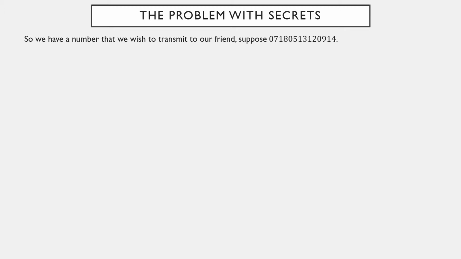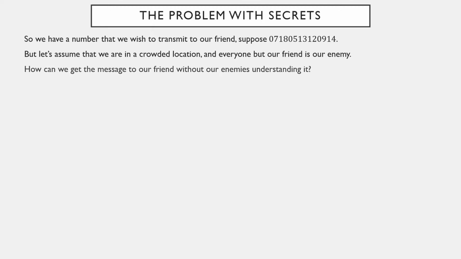0718 05 13 12 09 14. It's imperative that our friend get this message. But we're in a crowded room and everyone else is our enemy, so we can't have them understanding it. How am I going to deliver this message to our friend without anyone else knowing what we're saying?